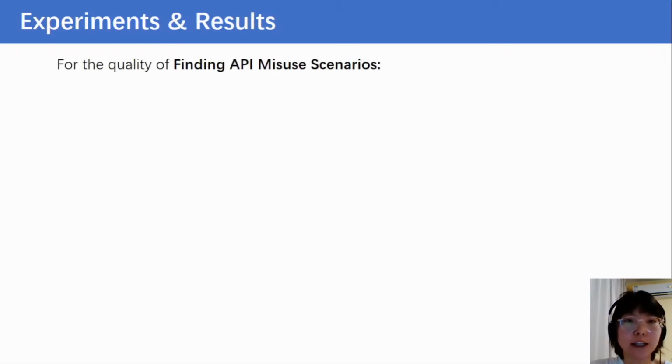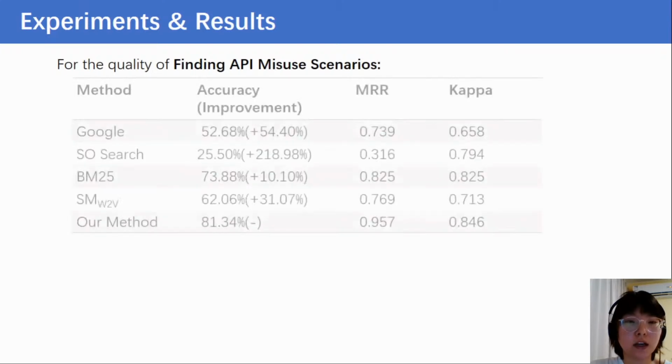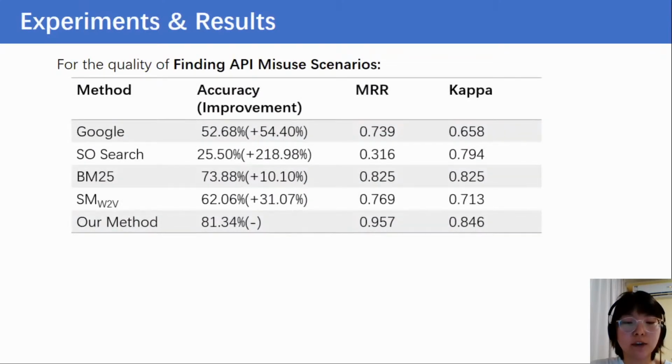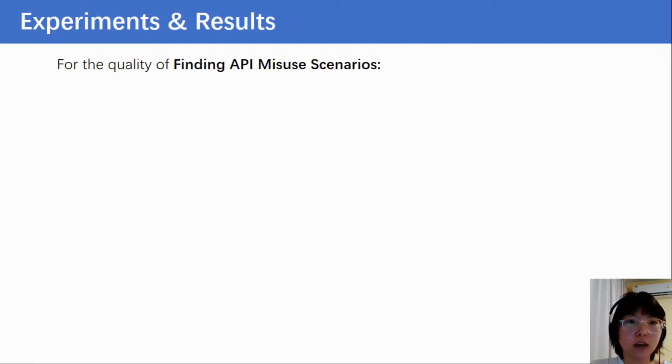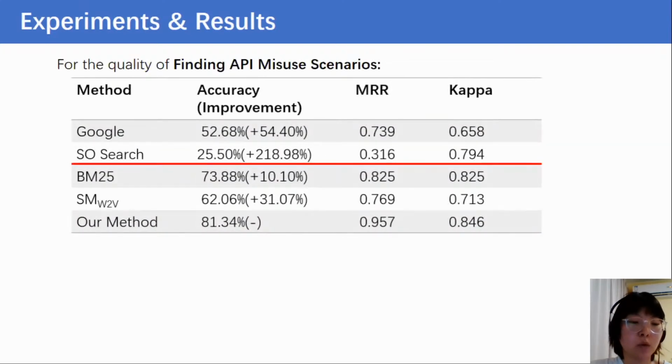For the quality of finding API misuse scenarios, we consider using only BM25 or word embedding as a baseline. Furthermore, we also use Google search and the search engine of the Stack Overflow website as two other baselines, which simulate the situation when developers search for API misuse scenarios for an API usage directive sentence on the web. The Stack Overflow search engine performs the worst in finding API misuse scenarios.